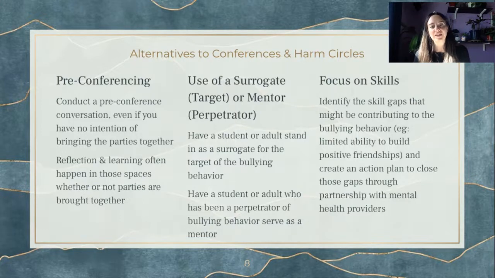Lastly, when addressing the problematic behavior, we want to identify skill gaps that we can then focus on closing as part of our restorative and supportive response. Through a pre-conference, for example, I may discover that the student does not know many strategies for making friends. I can then connect them to resources that can support them in developing this skill set.